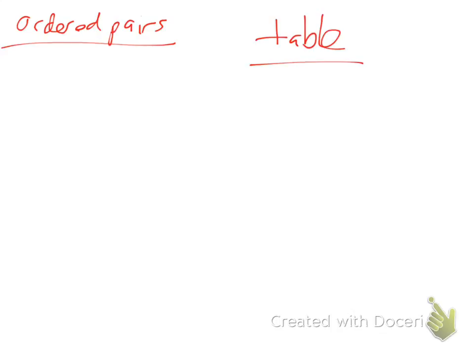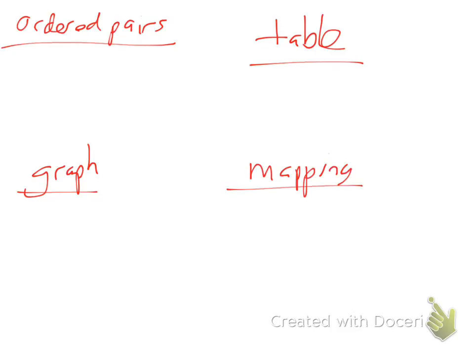We can have ordered pairs. Is one way. We can have a table. I sometimes call this a T-chart. We can have the graph. And we can have something called a mapping. These are 4 different ways to represent the same relationship.